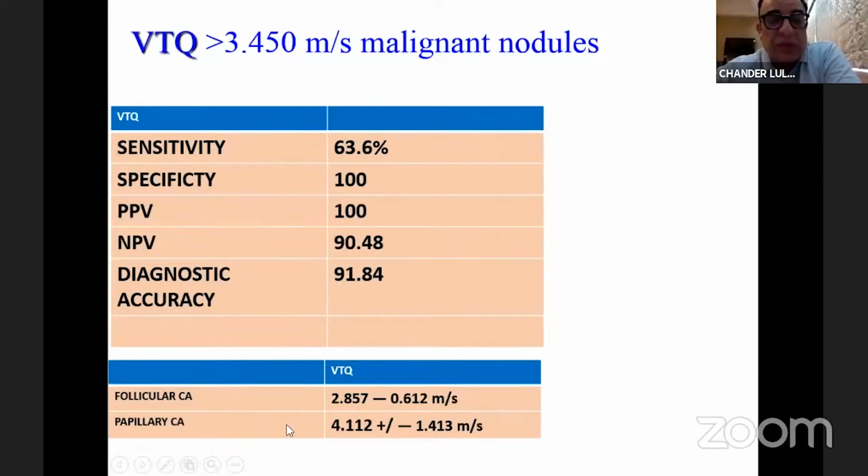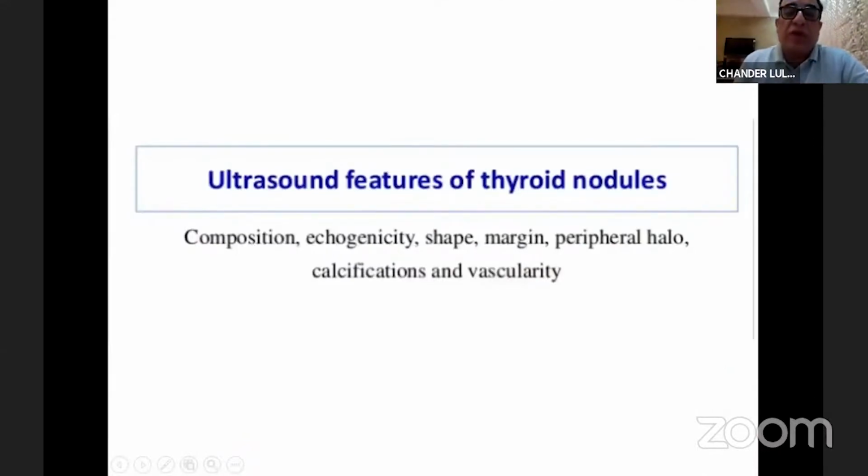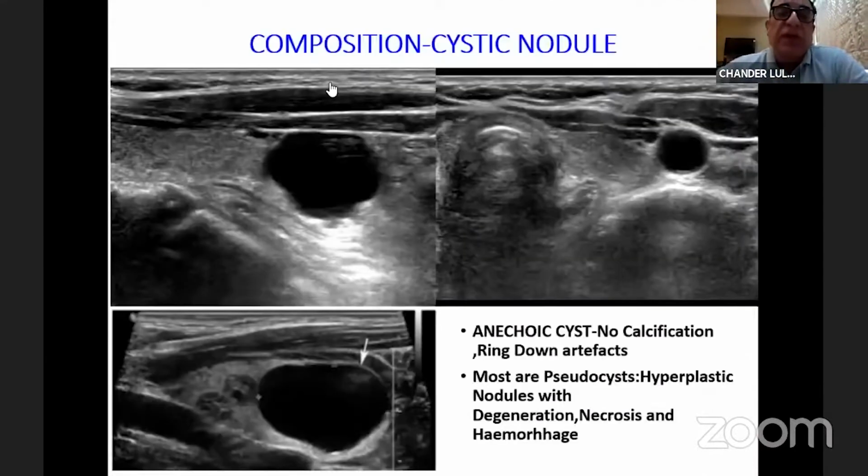And you can see papillary carcinomas have shear wave more than 4. Follicular carcinomas are softer in shear wave. And different nodules will have different shear wave, and this can be pursued on the net. So coming back to ultrasound features, let's begin with the composition.